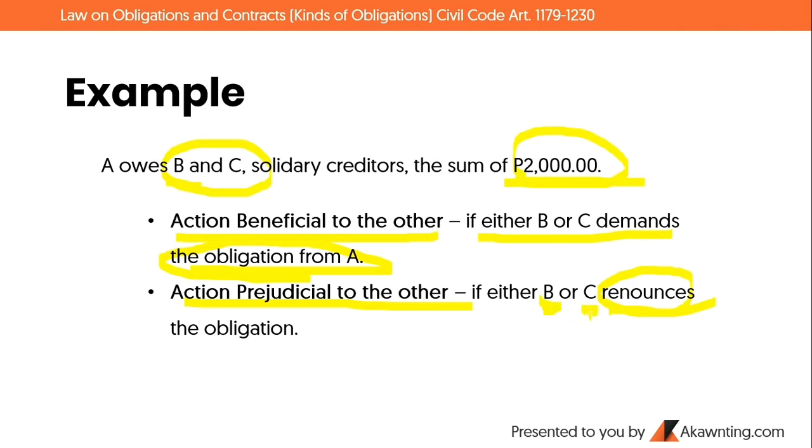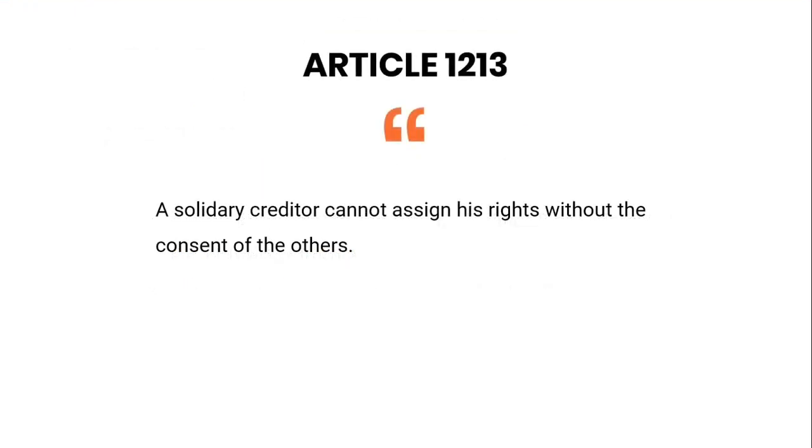Okay, pero si C, meron pa rin siyang right to demand his share from B, which is 1,000, kasi hindi naman siya nag-consent dun sa renunciation if ever ni-renounce ni B. Okay? Ganon din kapag si C ang nag-renounce. Si B meron siyang right to demand his share. Okay? So next, Article 1213.